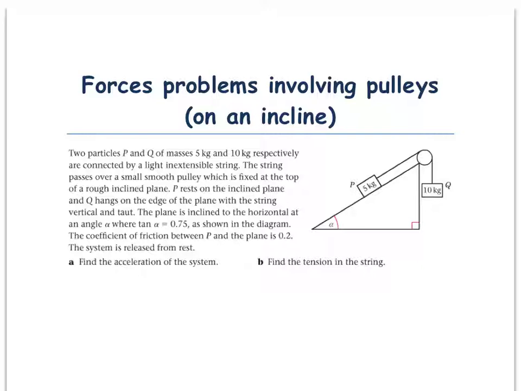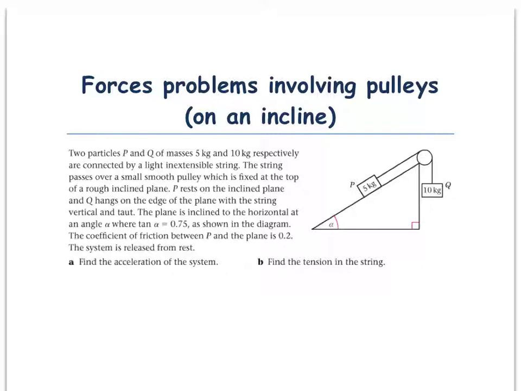P rests on the inclined plane and Q hangs on the edge of the plane with the string vertical and taut. The plane is inclined to the horizontal at angle theta, where tan theta is equal to 0.75 as shown in the diagram. The coefficient of friction between P and the plane is 0.2. The string is released from rest. Find the acceleration of the string and find the tension in the string.